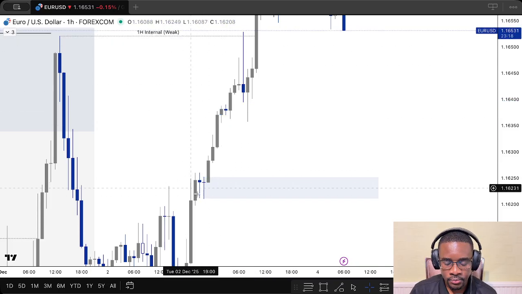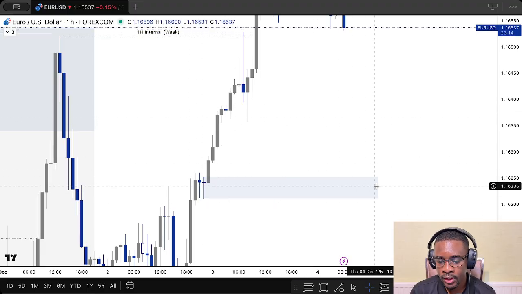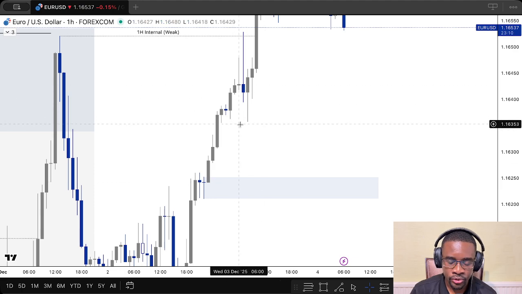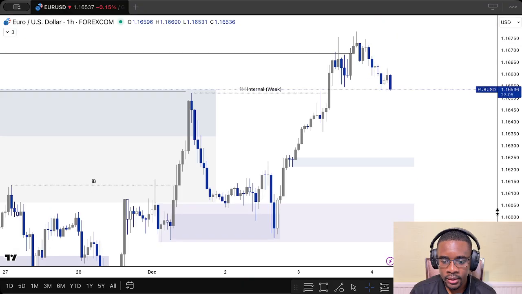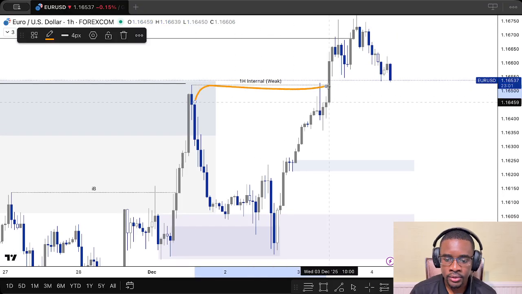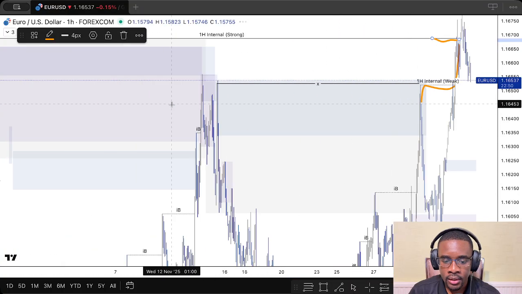This was the only area that I could see which I wanted to capitalize on. However, price did not pull back. Price just made a shallow retracement and then continued to take that weak high, as we had mentioned, and then it even continued to take out this strong high.